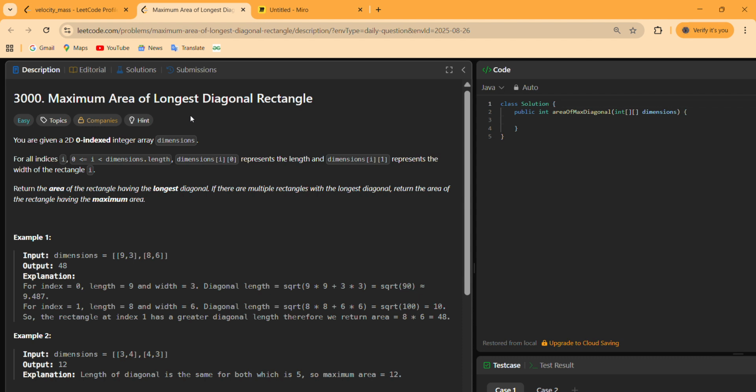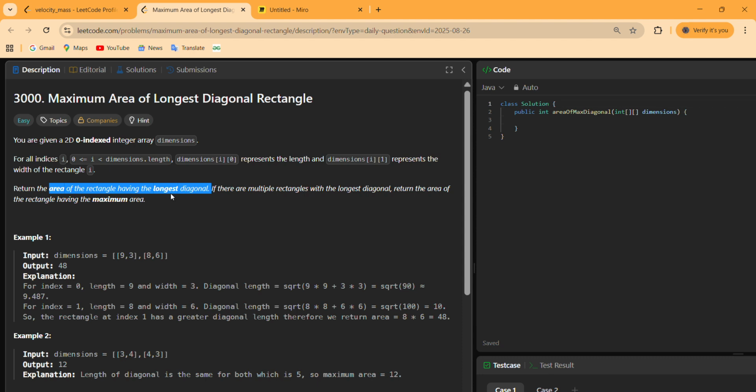We are given a 2D zero-indexed integer array named dimensions, and in that 2D array we have dimensions for some rectangles, where dimensions[i][0] represents the length of that rectangle and dimensions[i][1] represents the width of that rectangle. We have to find the area of the rectangle having the longest diagonal. And if there are multiple rectangles with the longest diagonal, we have to return the area of the rectangle having the maximum area amongst these.